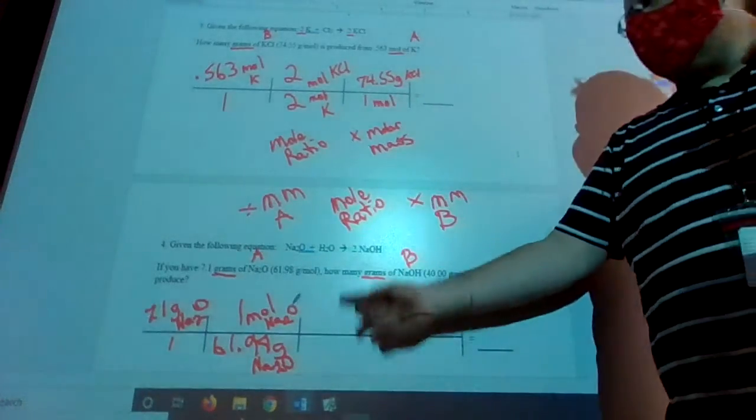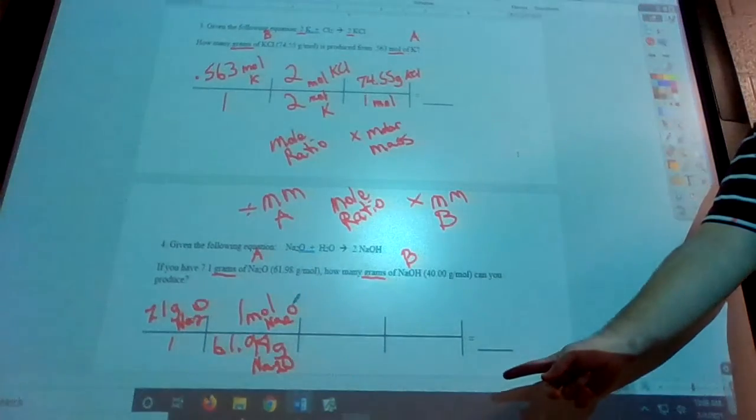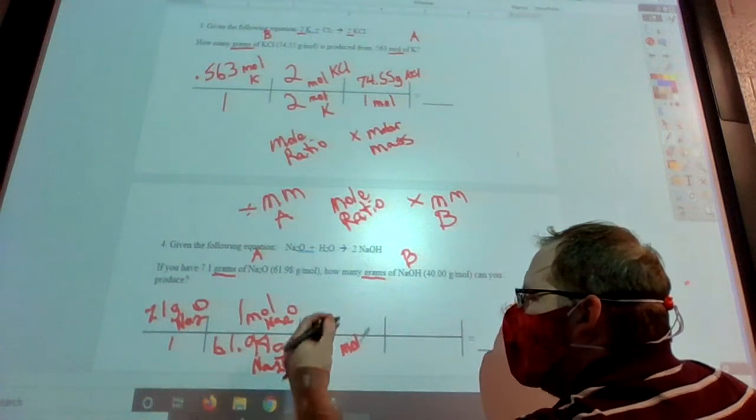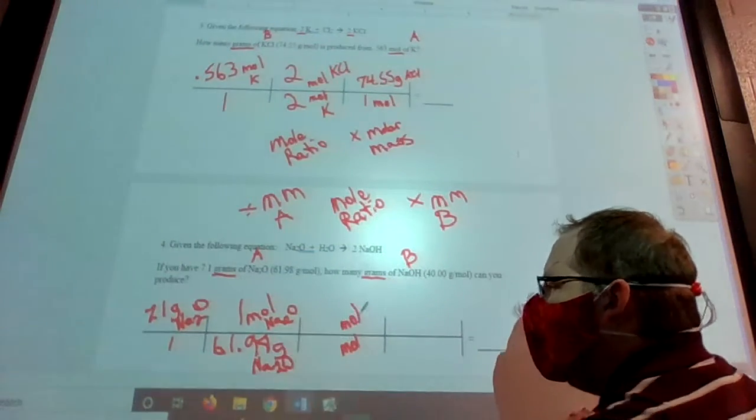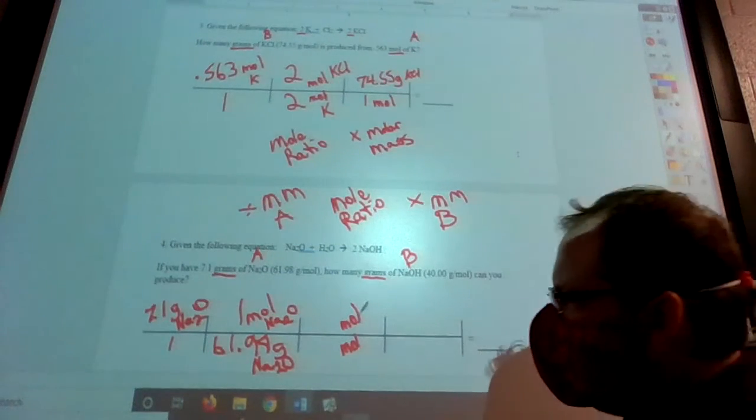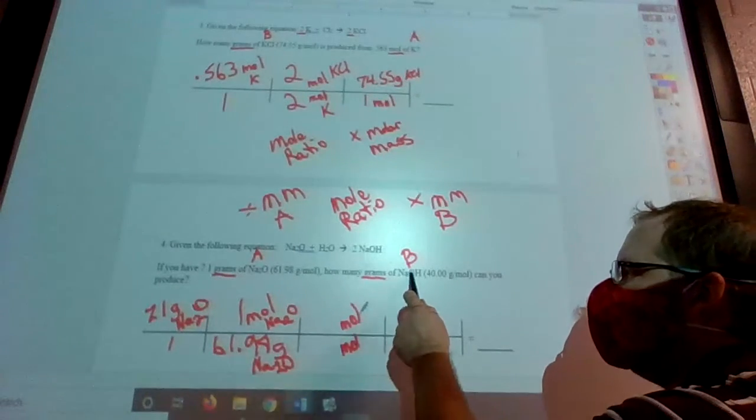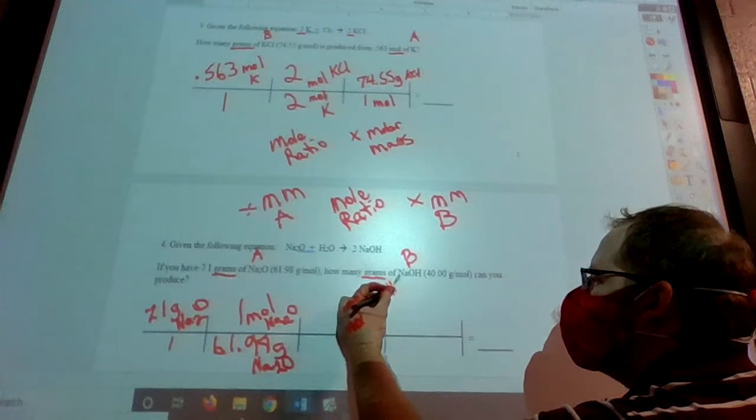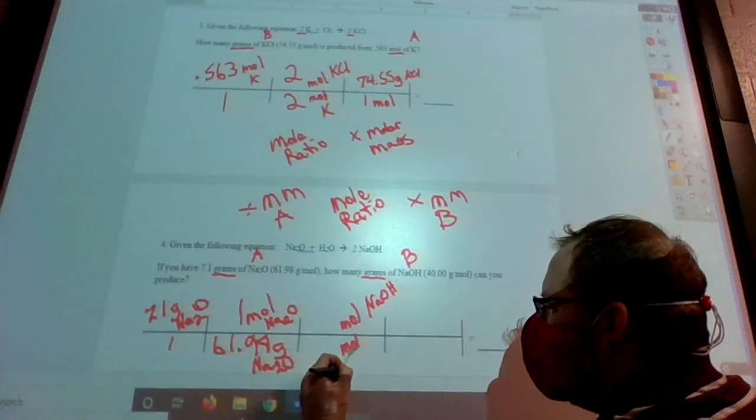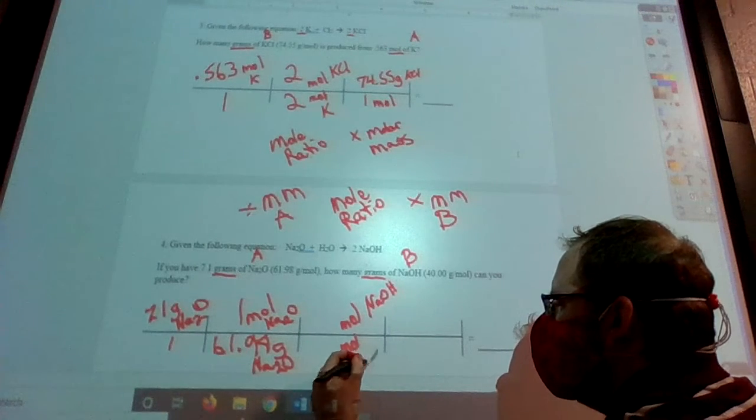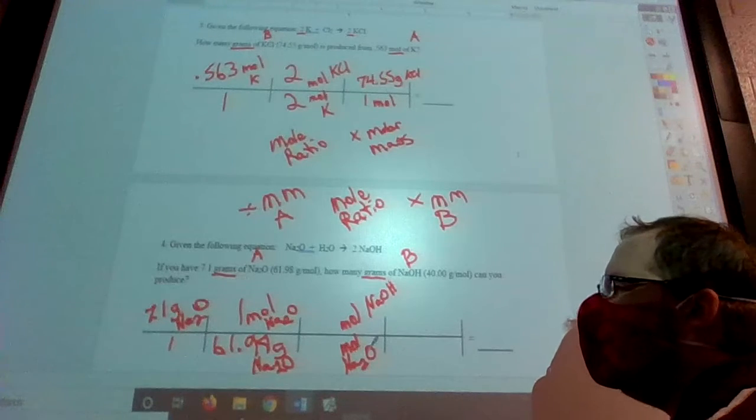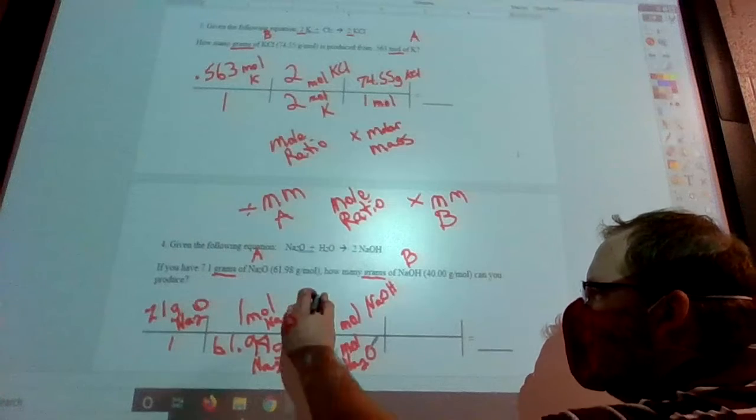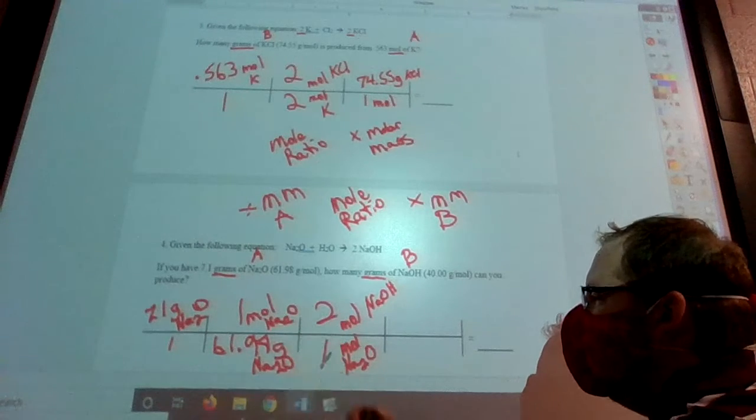Now, what's in the middle here? Mole ratio. So remember, mole ratio is just moles over moles. I know it's got to be B over A because my flow chart tells me that. So I make sure my chemical B is on top, NaOH, and my chemical A is on bottom, Na2O. And what are my coefficients for NaOH and Na2O? 2 over 1. 2 over 1.